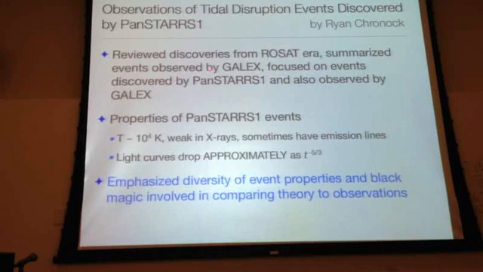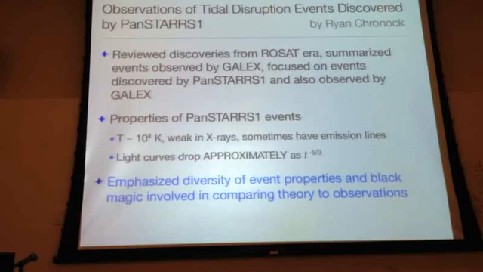He also summarized events observed by GALEX before the Pan-STARRS surveys got going, and the focus of his presentation was on events discovered by Pan-STARRS and also observed by GALEX. So, a quick summary of the properties of the Pan-STARRS events. The spectral energy distributions of these events look very much like black bodies, with temperatures of order 2×10^4 K. They are typically weak in X-rays, and as such, they differ from those discovered by ROSAT. And we're really not sure what this means.